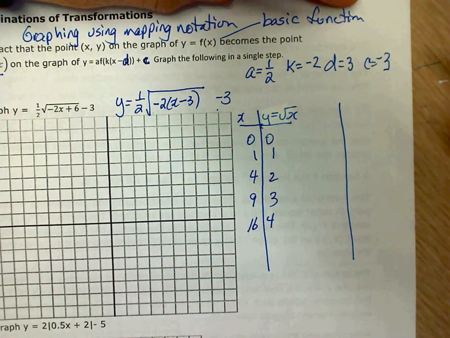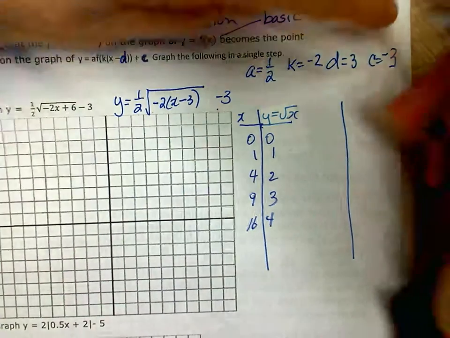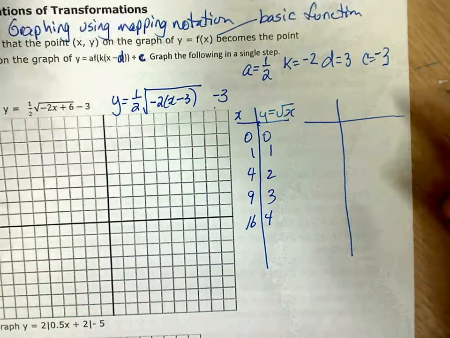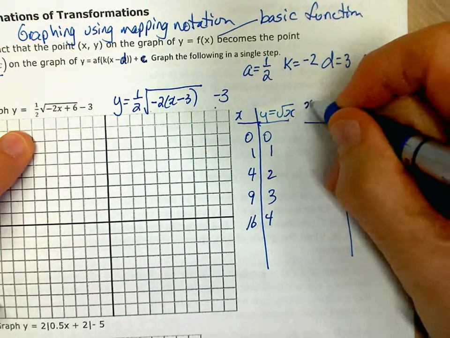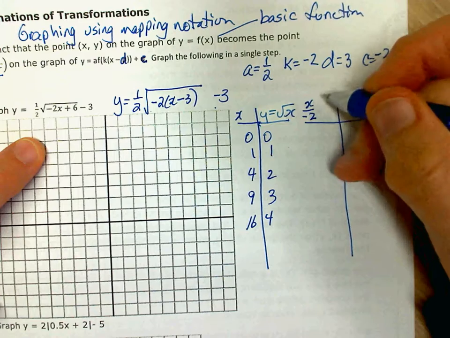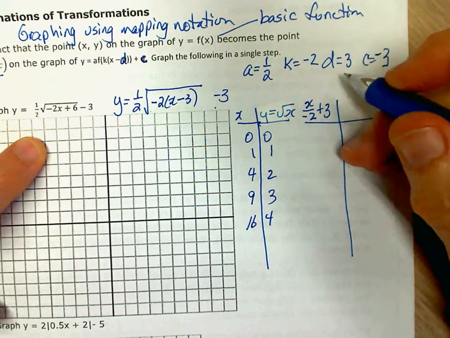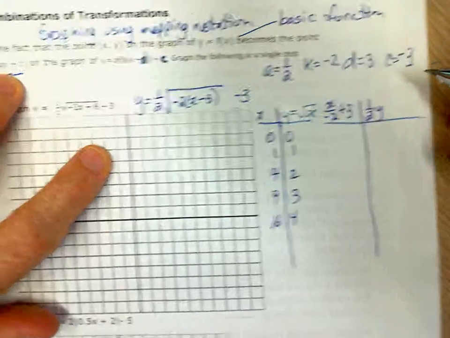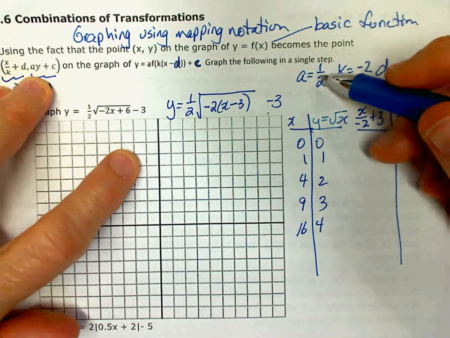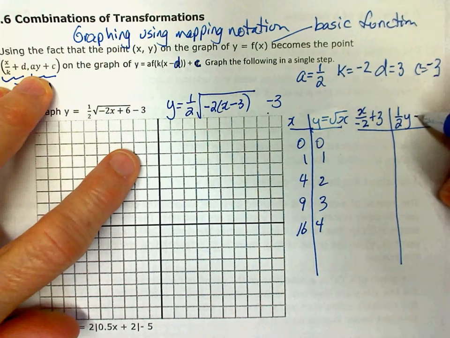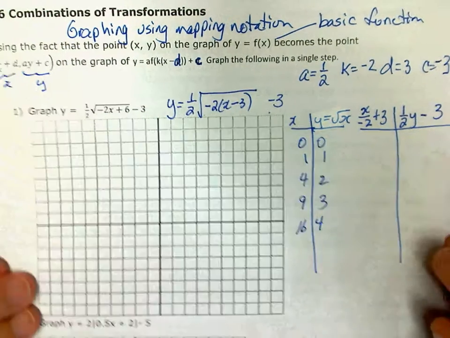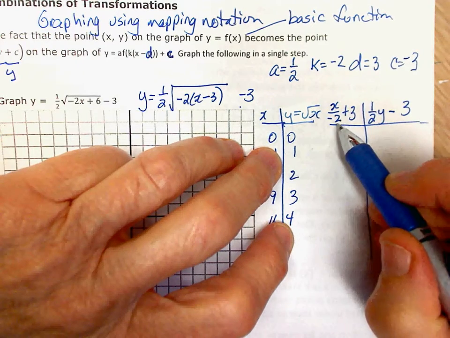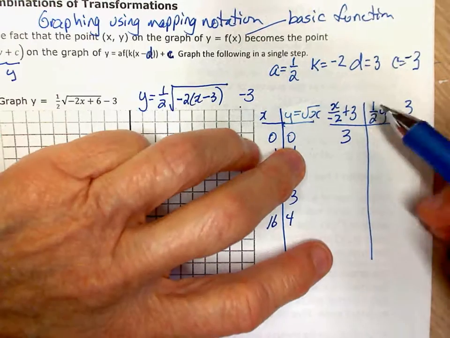So that's our a, k, d, and c. So the x value will be x over negative 2 plus d, which is 3. And the y value will be a times y, right? a is a half. Half y plus c, which is minus 3. So let's do it. 0. Plug it in. 0 divided by negative 2 is 0 plus 3 is 3. 1/2 times the y value of 0 is 0 minus 3. See what I'm doing?